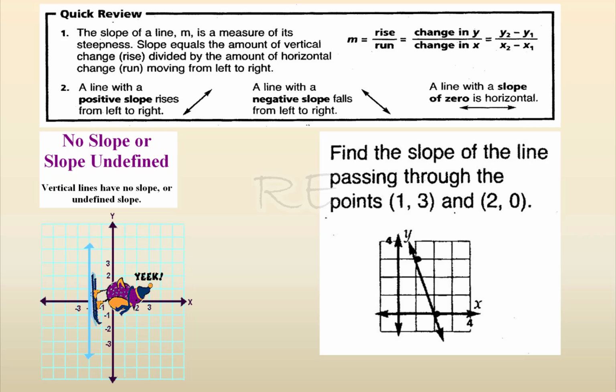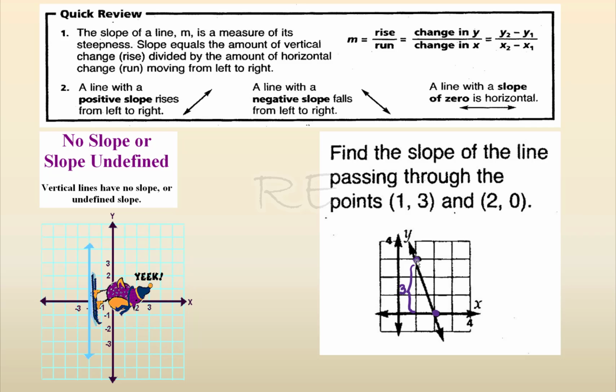The slope is the change in y over the change in x. If the line rises from left to right, the slope is positive. If the line drops from left to right, the slope is negative. Horizontal lines have 0 slope, and vertical lines have no slope.